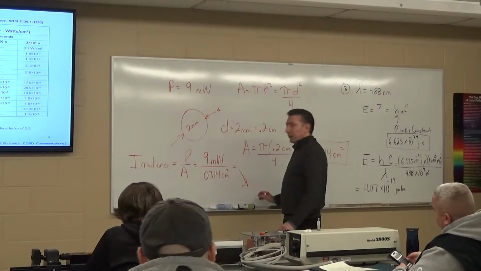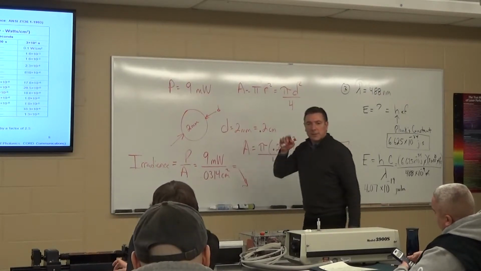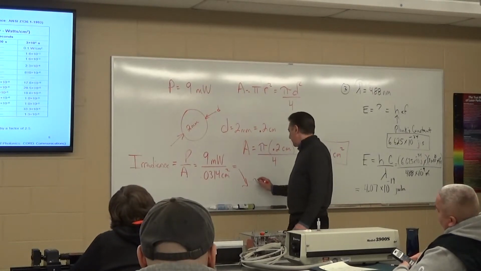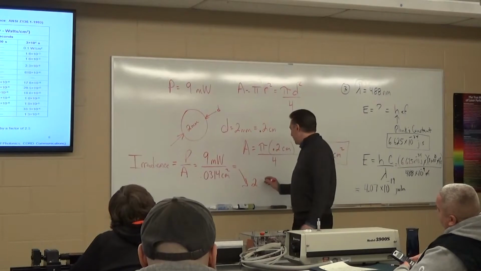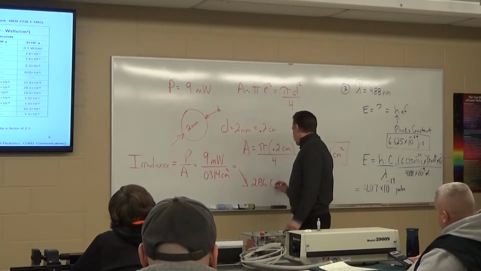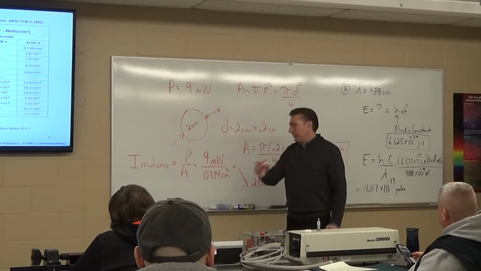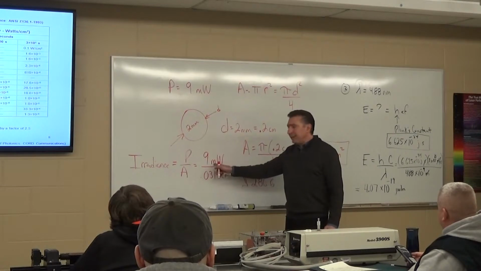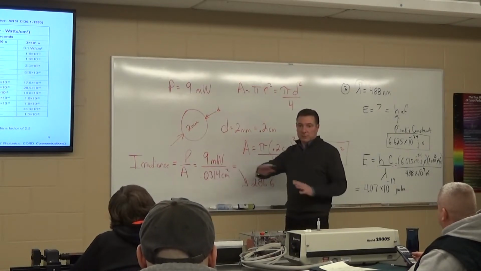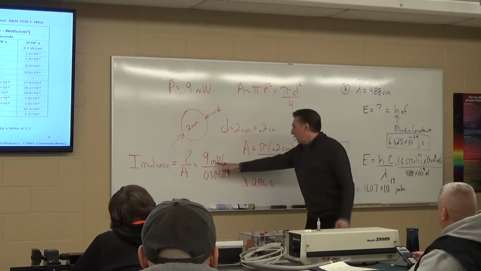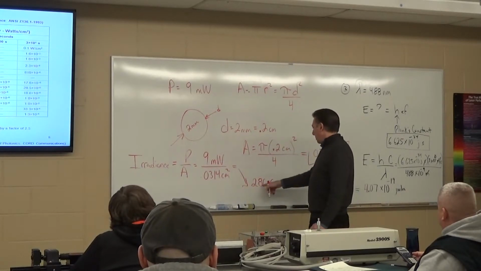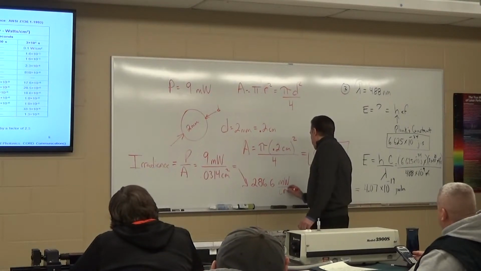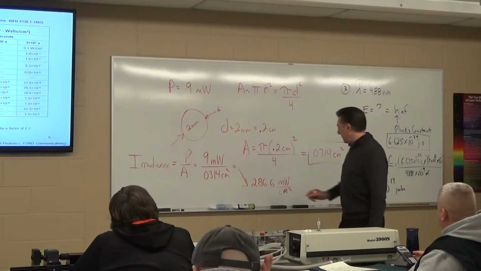I know what's happening here. People are plugging in 10 to the minus third. Just leave this as milliwatts, and then your units will be milliwatts. So if I just say 9 divided by 0.0314, I get 286 milliwatts per centimeter squared. Okay?